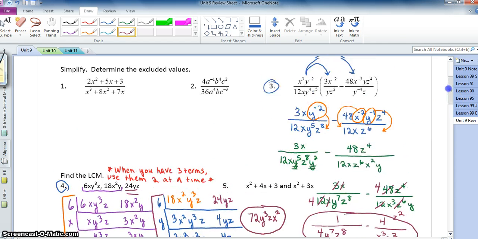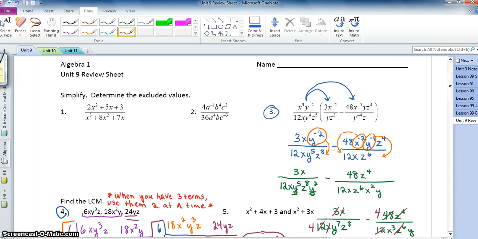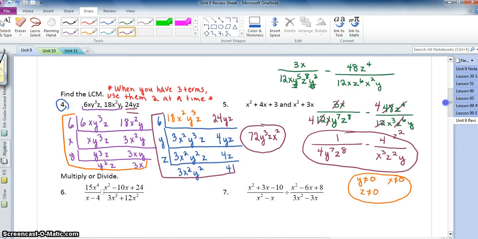Okay, we've done our excluded values. We've talked about least common multiple.